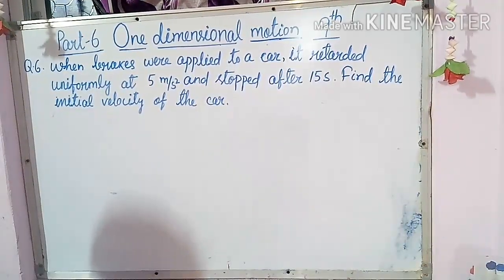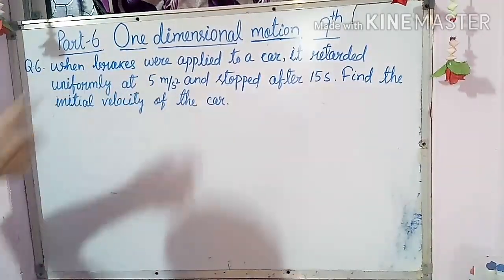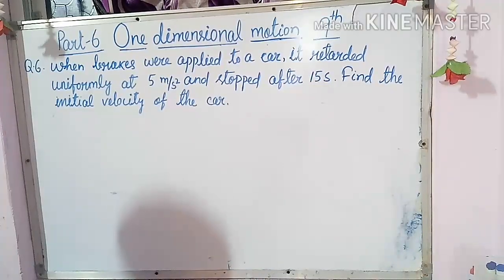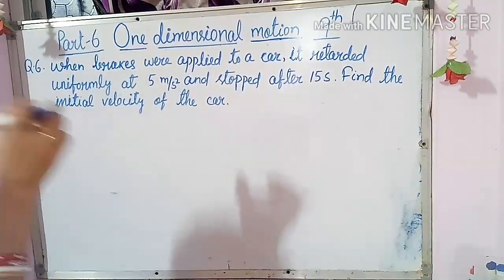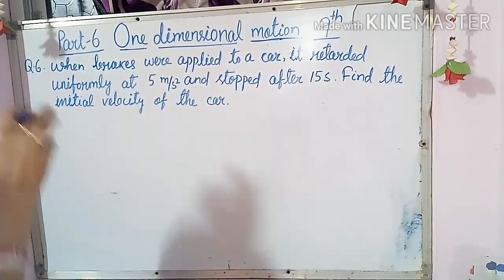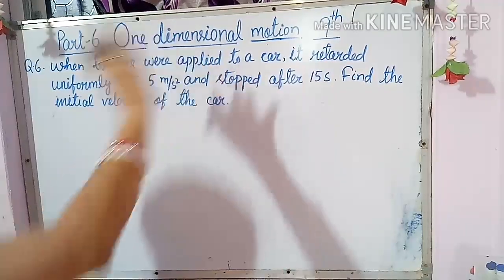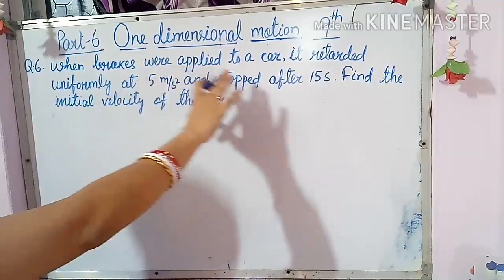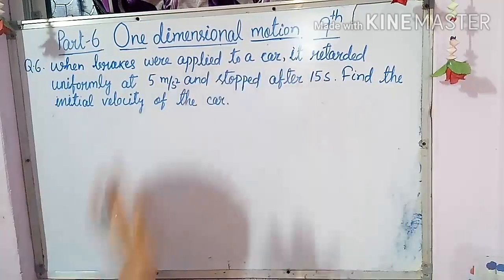Now children, you can see the next question. When brakes were applied to a car, the brakes being applied means its velocity decreases. It retarded means negative acceleration. As I am identifying the words, you have to remember that brakes and were applied are not necessary. The important thing is it retarded. So in the whole line, retardation is the important thing.